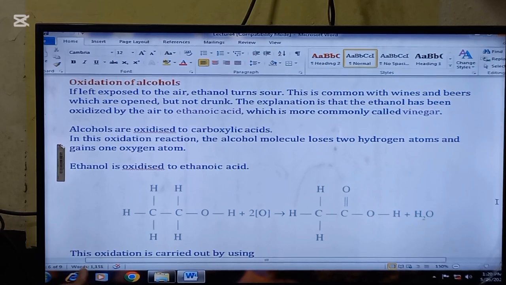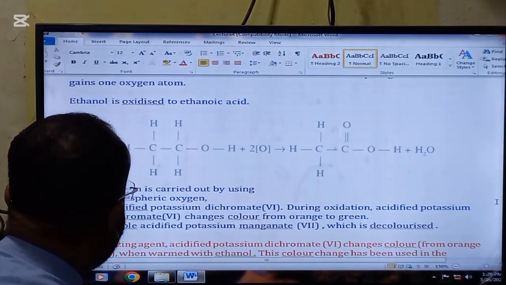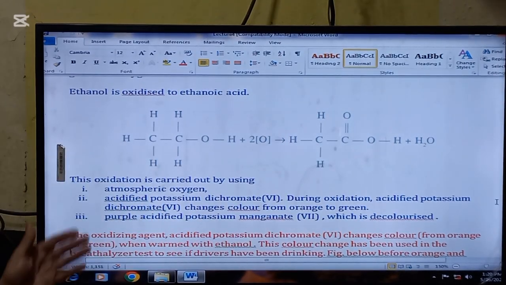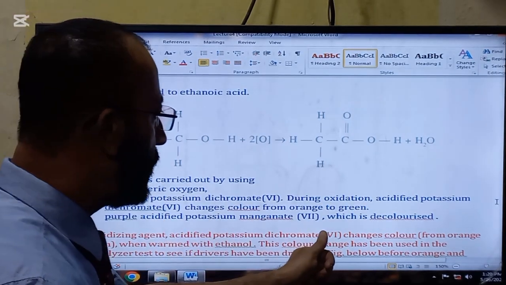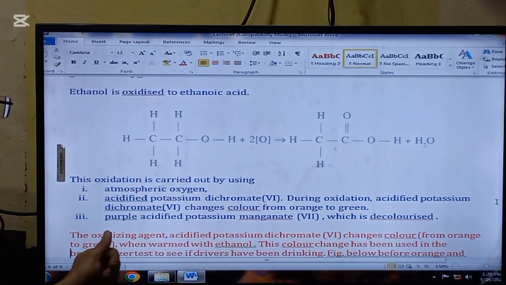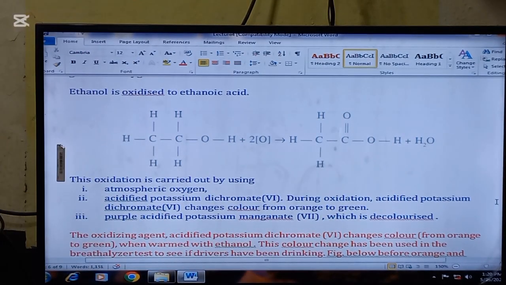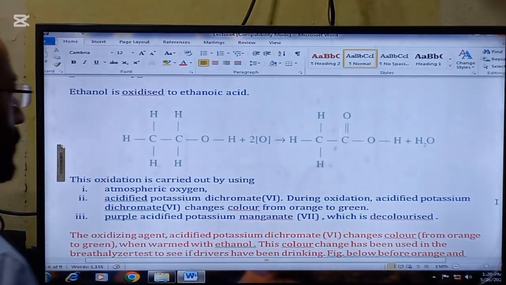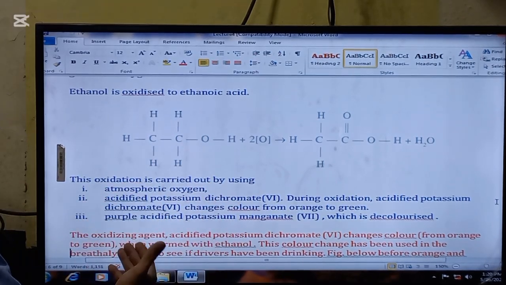This oxidation is carried out by using atmospheric oxygen or acidified potassium dichromate. During oxidation, acidified potassium dichromate changes color from orange to green. Our third method is purple acidified potassium manganate, which is decolorized. So oxidation is carried out by using these 3 methods.